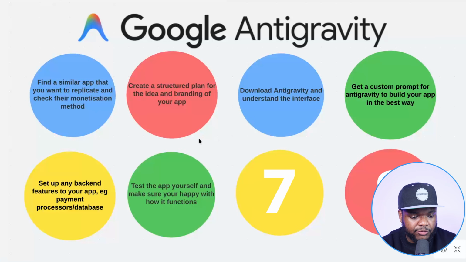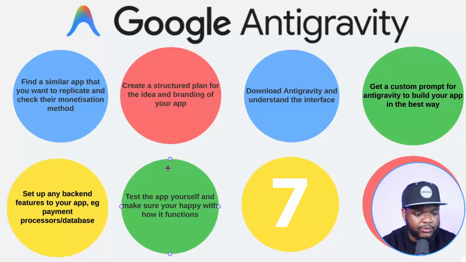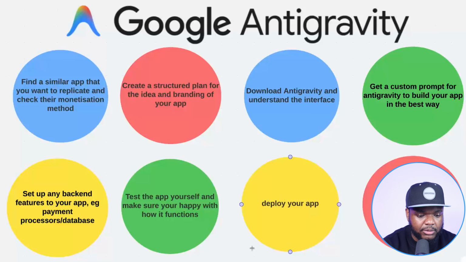So just make sure that you've gone through everything, you've tested the app yourself, you made sure it works, you're happy with how it functions. If there's any changes that you want to make, make sure that you make them. And it's going to be from this point where you're now going to be able to deploy your app. And by deploy your app, all this means is that you're now going to make it available for people to use. You're going to be able to get a custom domain.